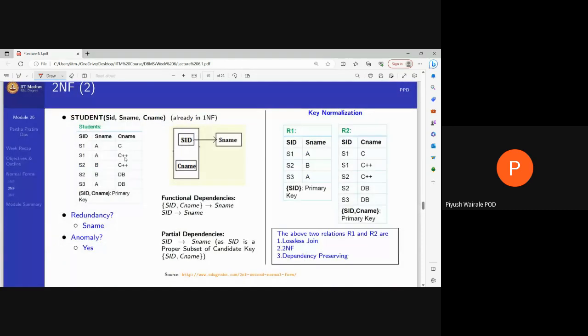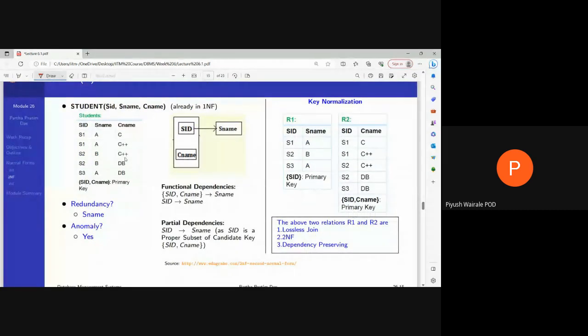Yeah. So here you can see the student table: SID, S name, C name, right? SID determines S name, and SID, C name combined determine S name. So here you can see there is no MVA, right? There's no multi-valued attribute. So we can say it is in 1NF, right?